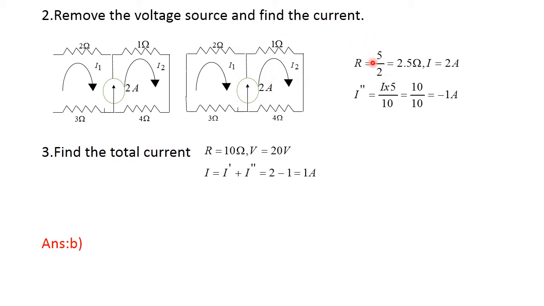So the equivalent resistance is equal to 5 divided by 2. If two resistor values are the same, then we will be dividing it by 2 to get the equivalent resistance in parallel combination. So that is equal to 2.5 ohm. Then the total current is equal to 2 ampere.